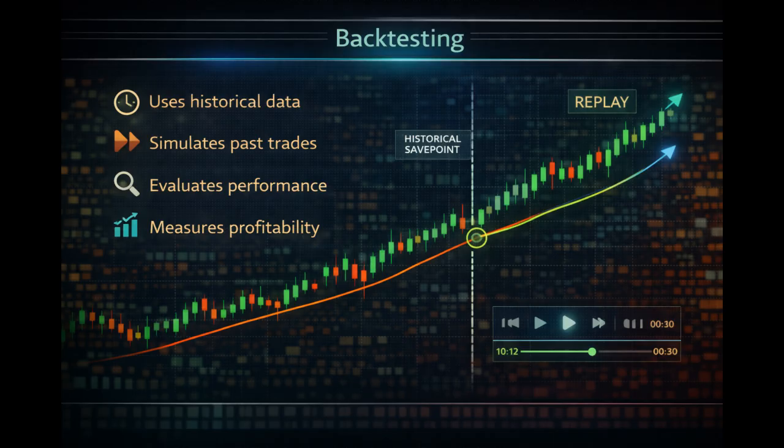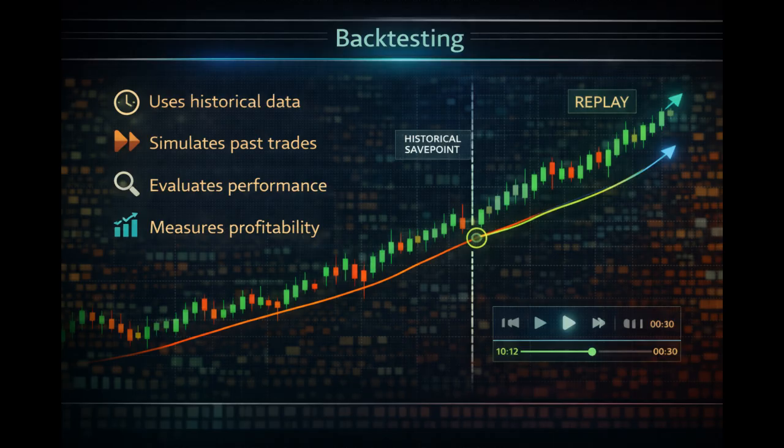Example of backtesting a Renko strategy. Consider a trader testing a simple Renko trend following strategy using historical Bitcoin price data. The strategy rules may be defined as: buy when 3 consecutive green Renko bricks appear. Sell when 2 consecutive red bricks appear. Stop loss set at 2 bricks below the entry price. Take profit set at 4 bricks above the entry price.